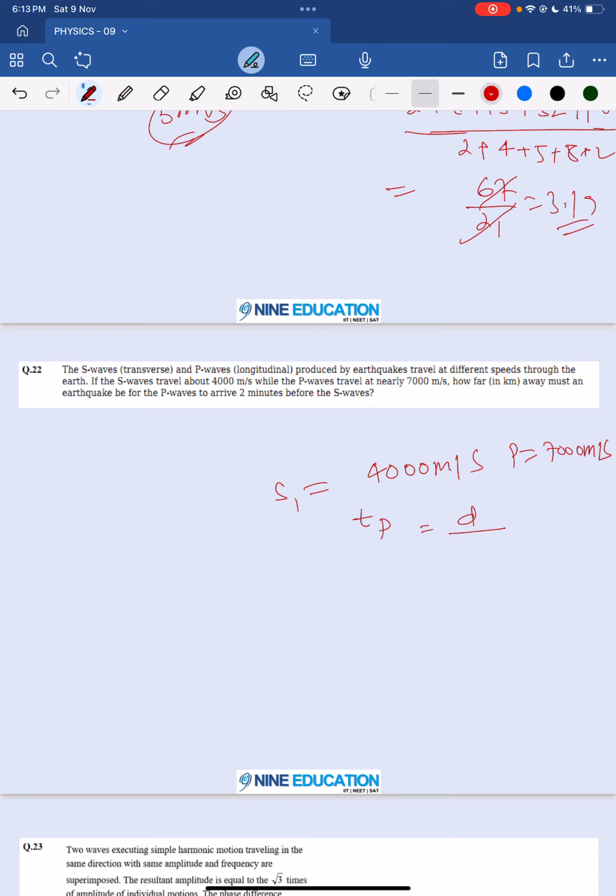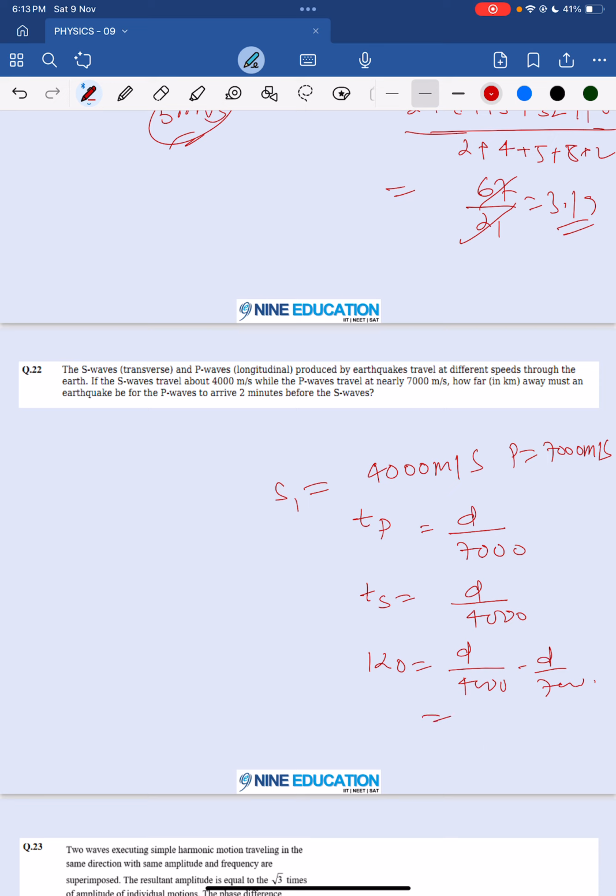How much time will the P wave take to travel distance D? It would be D by 7000. And the S wave? It would be D by 4000. Correct. Now they are saying the difference is 2 minutes. So 120 seconds equals D by 4000 minus D by 7000, right?